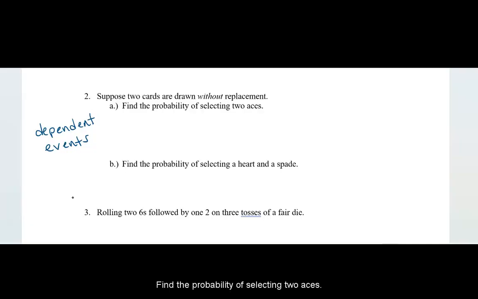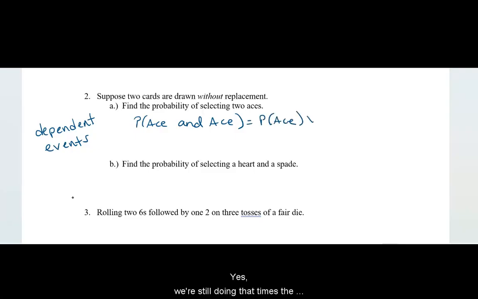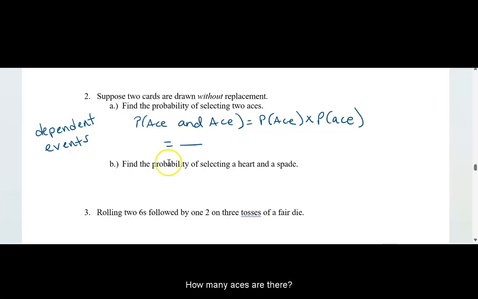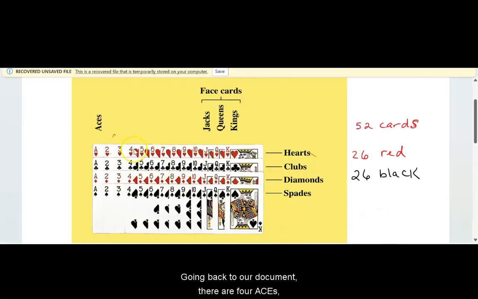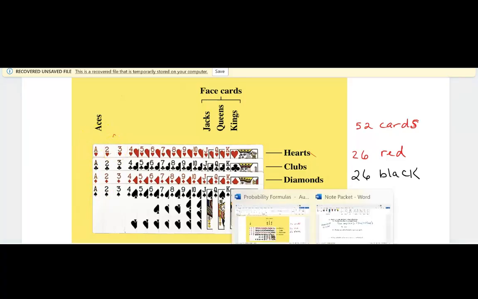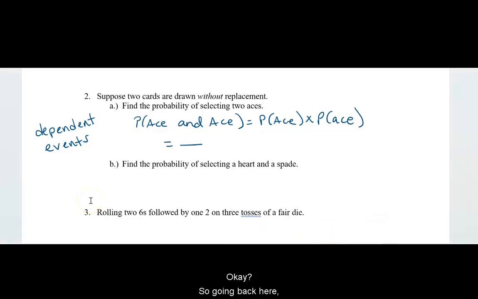Find the probability of selecting two aces. So I want an ace and an ace. That would be the probability of an ace times the probability of an ace. But this one is different because, let me just show you. First one, fine. First one, we want to draw an ace. How many aces are there? Going back to our document, there are 4 aces, one of each suit. So there are 4 aces out of 52 cards.